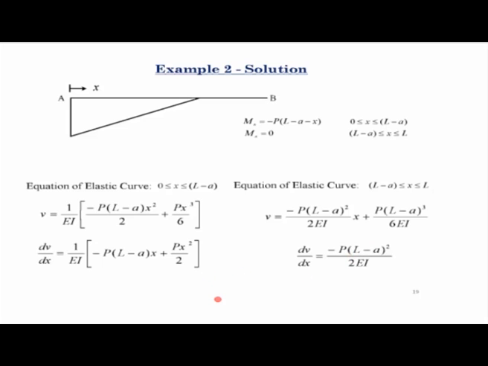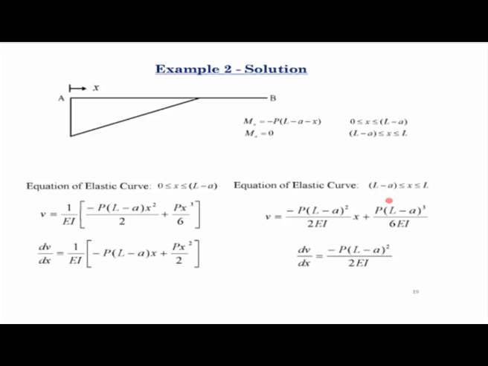Now in this problem also we had to calculate the maximum slope and the maximum deflection of the beam. In order to calculate these, if you look at these two expressions for the slope and deflection for x between 0 and L minus a, what you notice is that both of them have terms of x. So if x is 0 here, the deflection is 0 and the slope is 0. As you keep on increasing the value of x, the deflection and slope keep on increasing. So this will give the maximum value of slope and deflection at x equal to L minus a from these two equations.